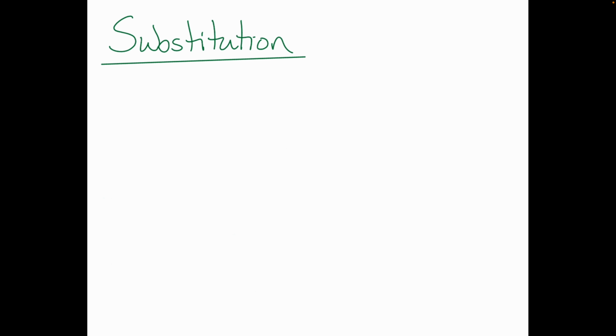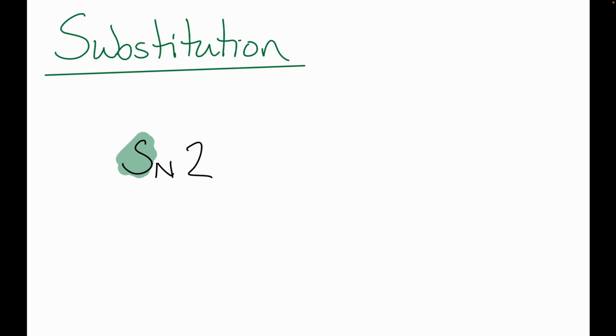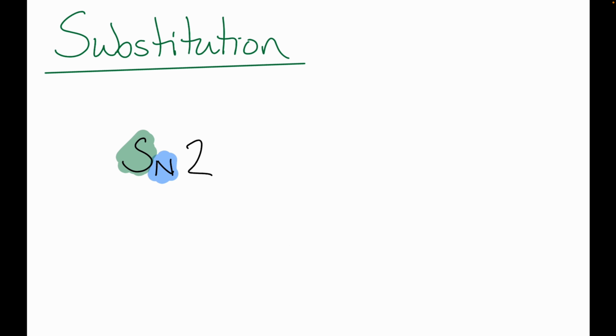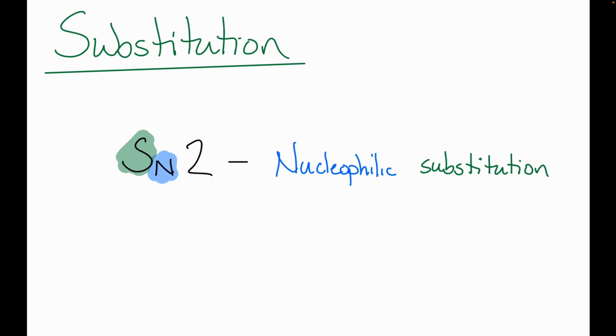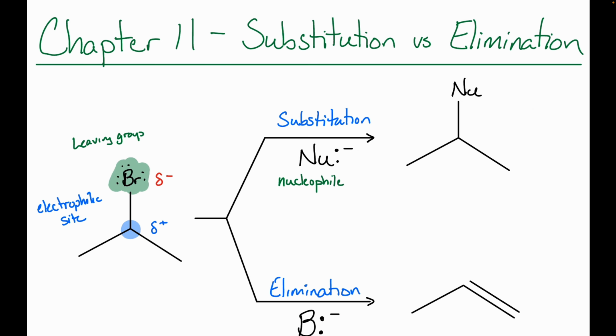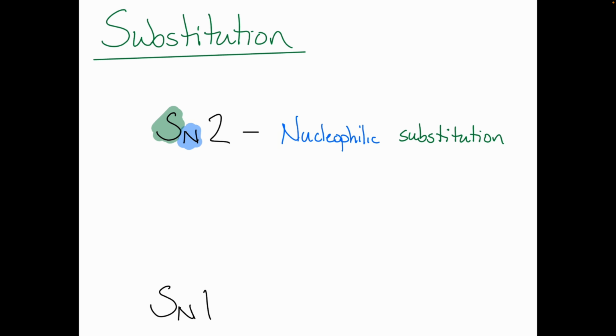All right, so what is an SN2 reaction? The S stands for substitution, the N for nucleophilic. So these are nucleophilic substitution reactions. I sort of already prefaced that at the beginning by demonstrating that our substitution reactions happen when we react our alkyl halides with a nucleophile. So these are what we call nucleophilic substitution reactions.